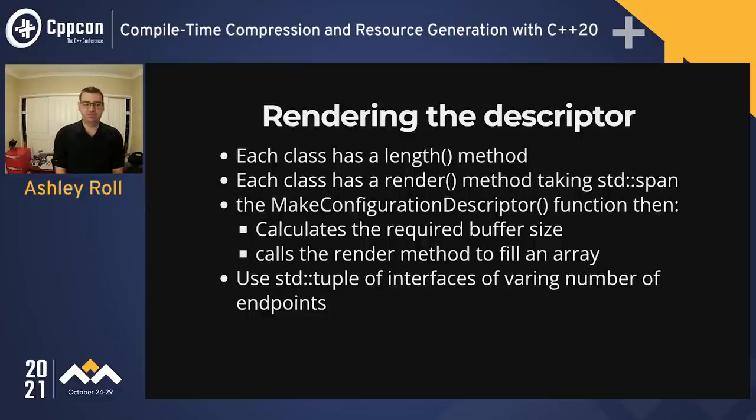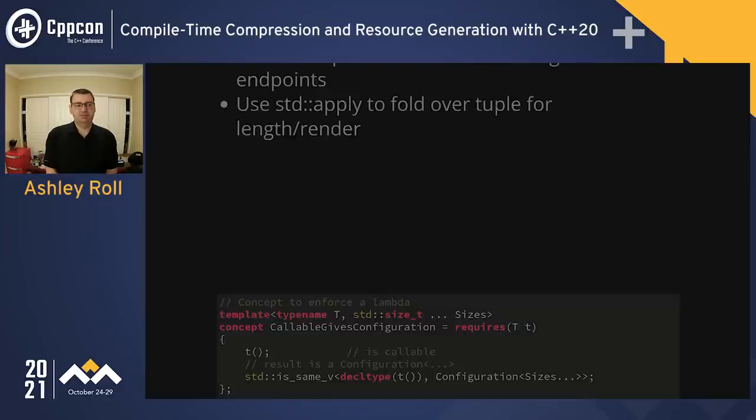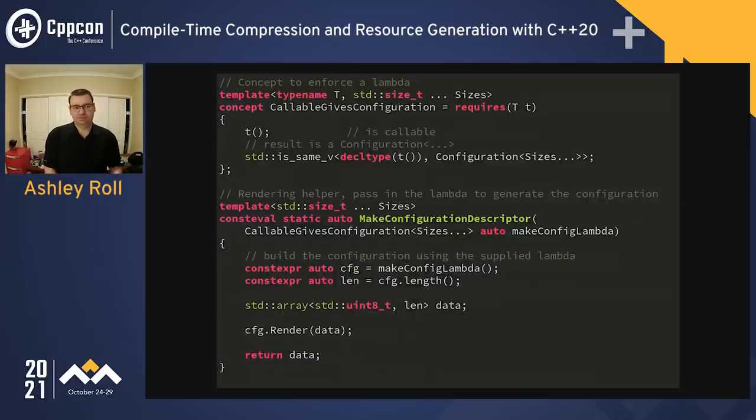Now the trick is we're going to use the tuple of those interfaces so we can capture the set of differing interface types. And we're going to use std::apply to call a templated lambda and then fold over the arguments in that lambda. So in an example here, again, I'm using a concept, but it's not important. We take the configuration function, evaluate it, calculate the length, generate an array and fill it. And it looks quite simple.